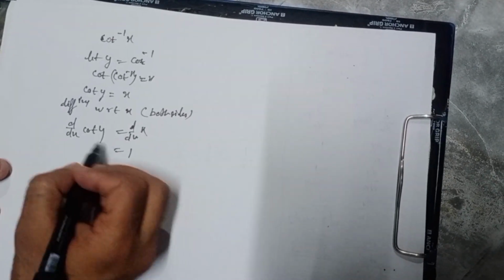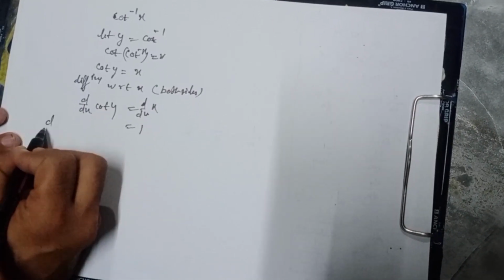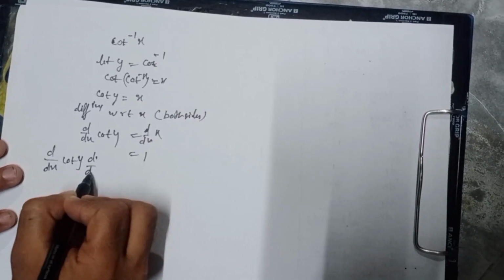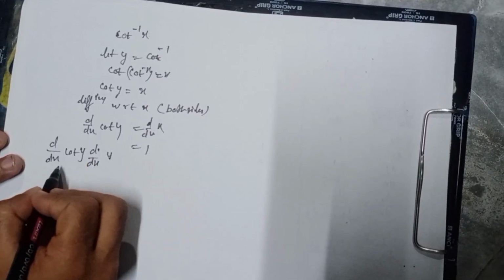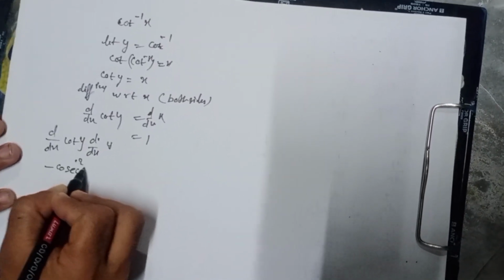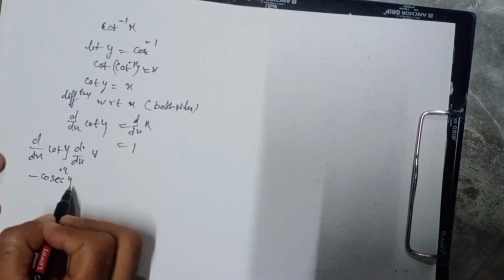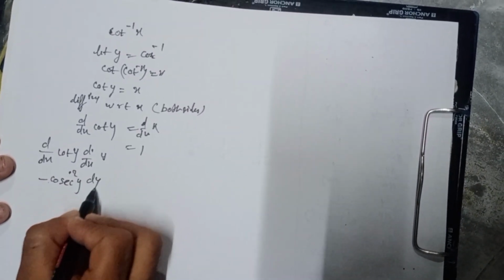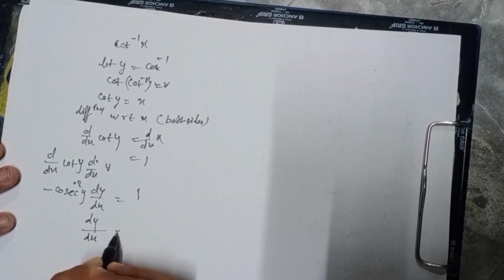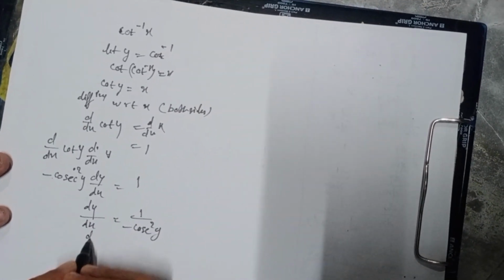D by dx of x is equal to 1. Here d by dx of cot y. So if we are differentiating it, we can write d by dx of cot y, then d by dx of this y also. Right? D by dx of cot y is minus cosec square y. The formula for d by dx of cot y is minus cosec square y. Then dy by dx will remain like this. Dy by dx is equal to 1. Similarly, dy by dx is equal to 1 upon minus cosec square y.